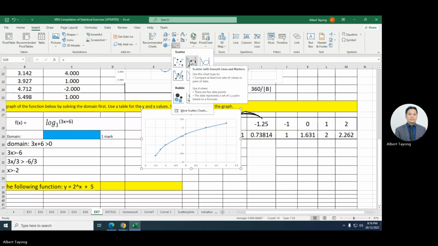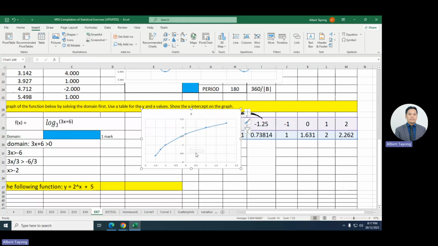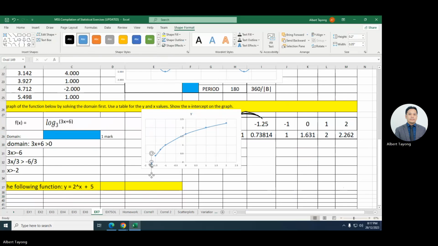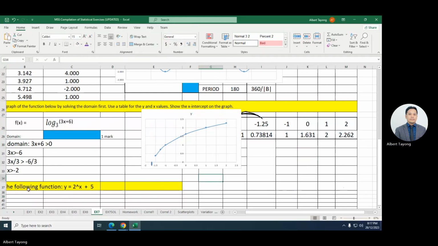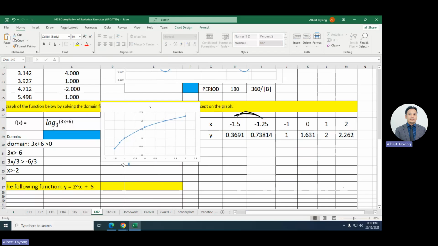Again, select the table, insert the second one. Okay? So this will continue. The intercept will be here, approximately, because this line will continue extending.